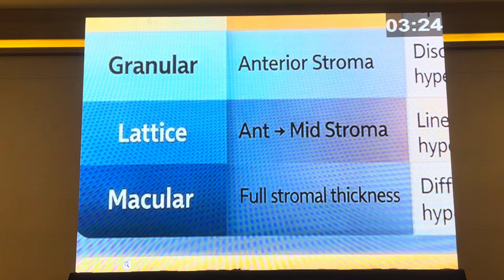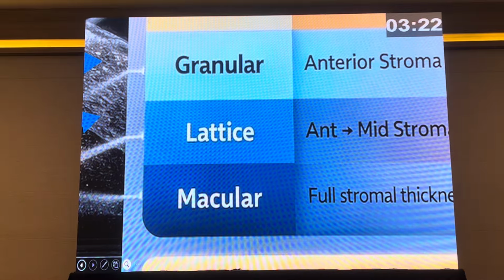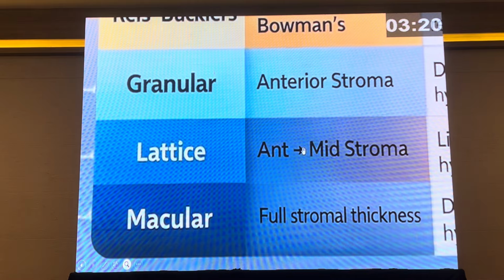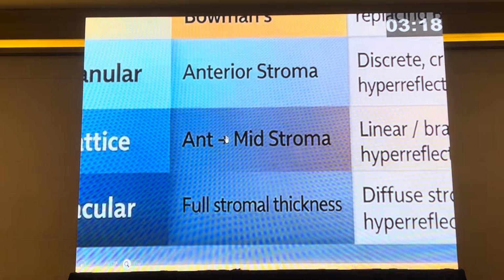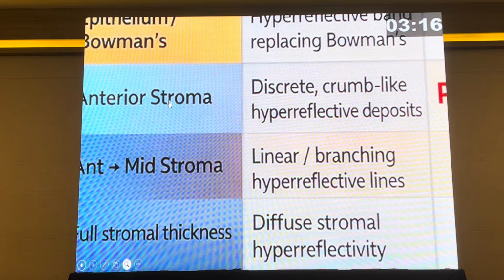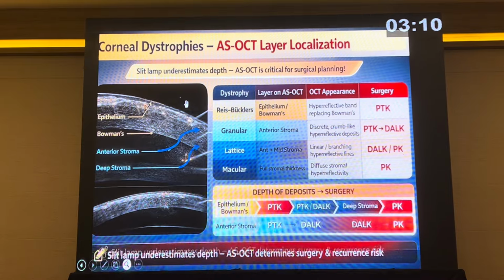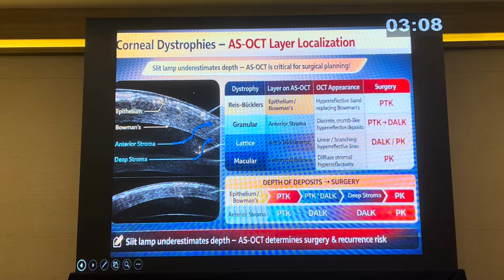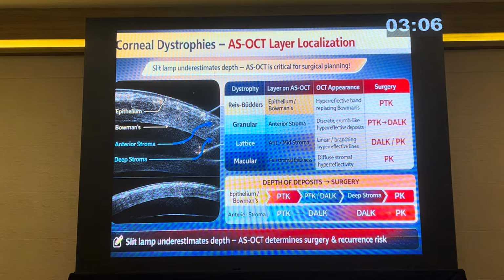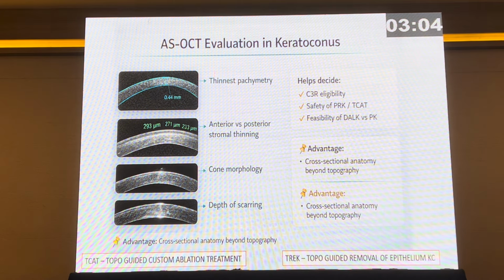But if it's a stromal dystrophy like granular, lattice or macular, it depends upon its area of involvement. Granular is usually superficial and can be managed by doing a PTK or a DALK. The lattice may have to go deeper. And macular, as you all know, is a complete corneal involvement, and we'll have to do a PK here. Keratoconus doesn't have much of an application with regard to an AS-OCT. Usually it is the topography we take, but we can actually confirm our findings and plan accordingly.